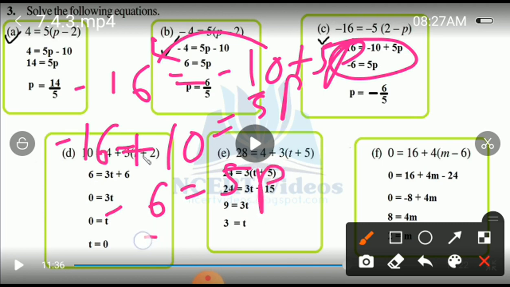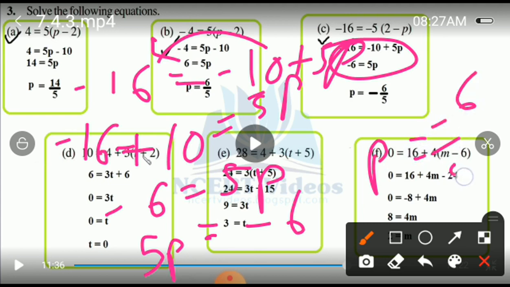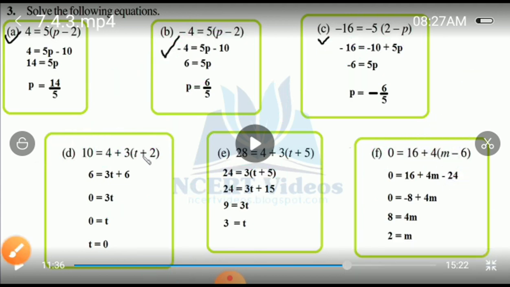Can I write like this? 5p is equal to minus 6. मैंने क्या किया बेटा? उल्टा पुल्टा कर दिया. इसको ऐसे जाने दिया लेफ्ट को राइट में जाने दिया राइट को लेफ्ट में. No positioning changing. Yes? Correct? Why not? So this method, P is equal to minus 6 upon 5. Is it? Correct.